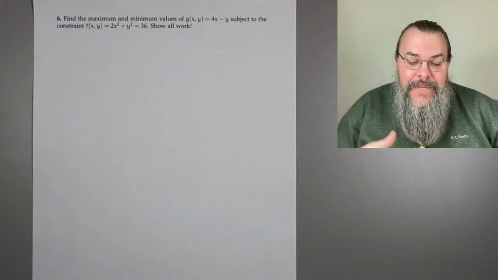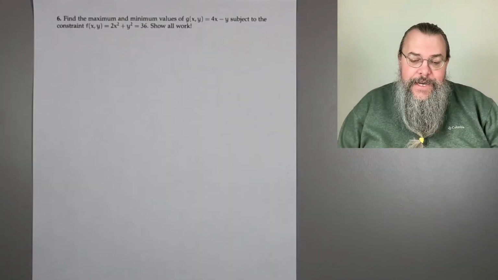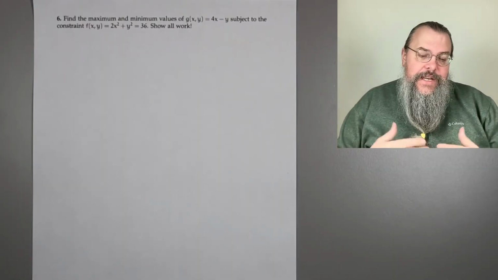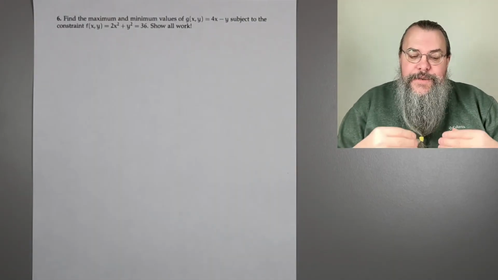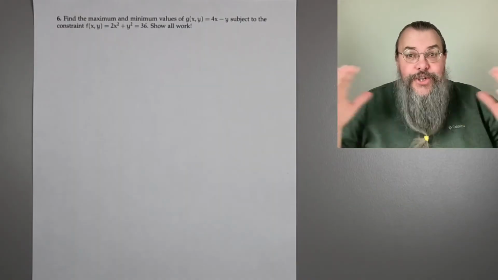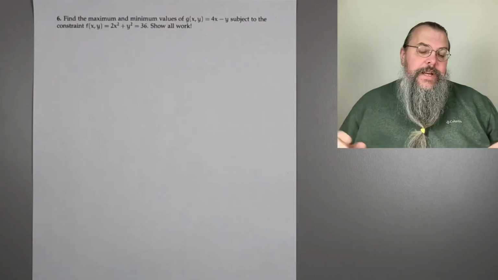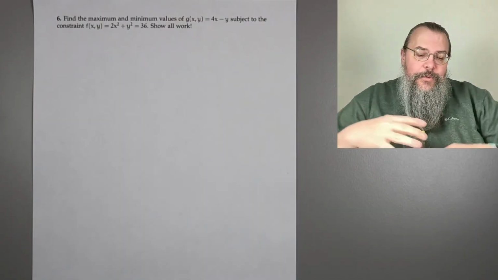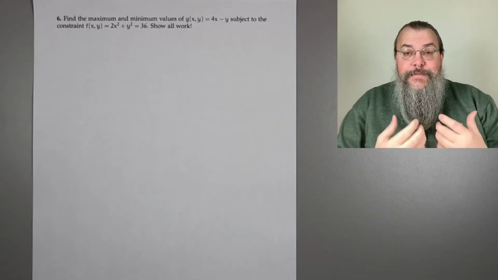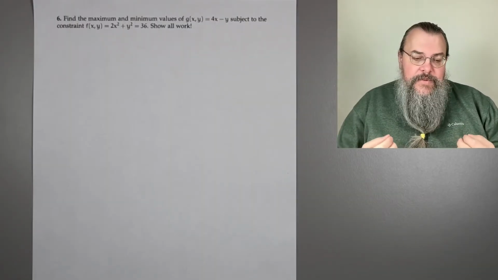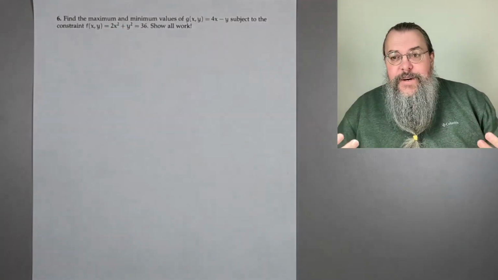Number 6, find the maximum and minimum values of 4x minus y subject to the constraint f of x,y is 2x squared plus y squared equals 36. Show all the work. So we're showing all of the work. Now there's various ways to do this, but really we're thinking of this problem as the category of constrained optimization. So why do we say optimization? Well, because we see words like max and min. So that means we're trying to optimize.